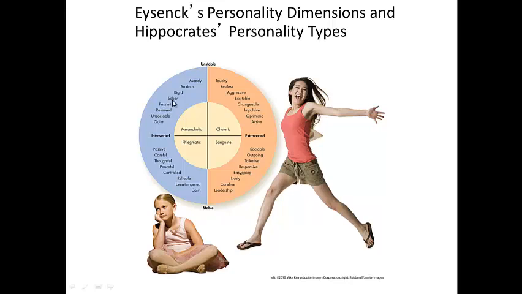Someone can be unstable and introverted, which would result in a personality that is moody, rigid, pessimistic, unsociable. And finally, someone can be introverted and stable, which would result in a personality that's cheerful, thoughtful, peaceful, controlled, reliable. And in the inner circle here, you see the relationship between Eysenck's personality dimensions and Hippocrates' personality types. So there's a relationship there between the two.